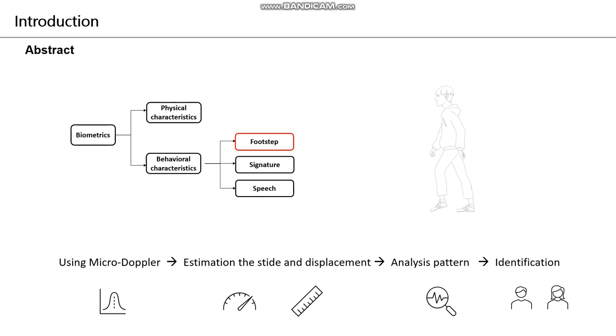We conducted a study on the subject of gait recognition, which corresponds to behavior characteristics among biometrics. An algorithm and system were constructed to identify individuals based on research measuring pedestrian gait with FMCW laser micro-Doppler, then estimating pedestrian speed and stride displacement, and analyzing gait patterns.